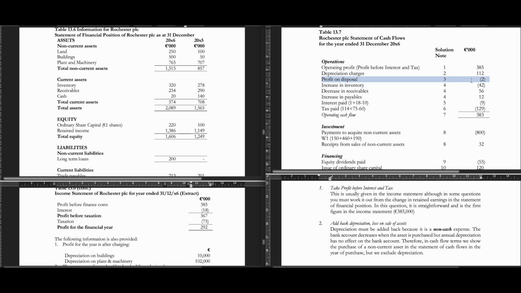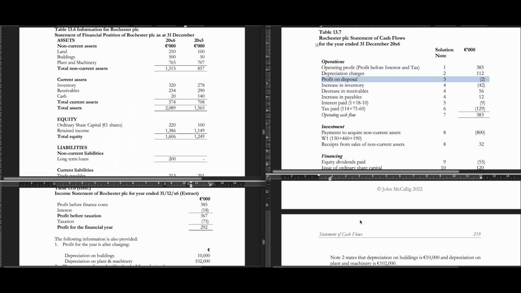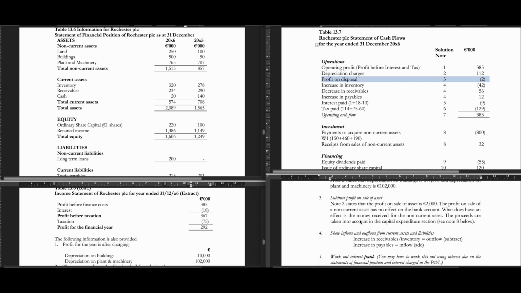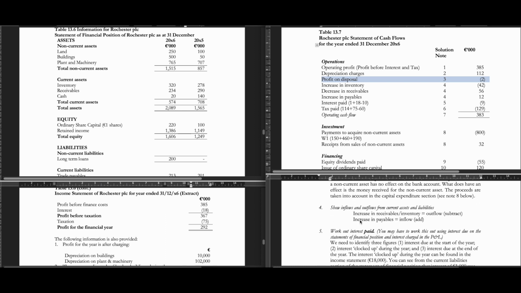If it was a loss on disposal, we would add it. The next things that we need to worry about are the inflows and outflows from the current assets and liabilities. So we look back at the balance sheet here. We see inventory has gone from 278 to 320. That is an increase of 42.